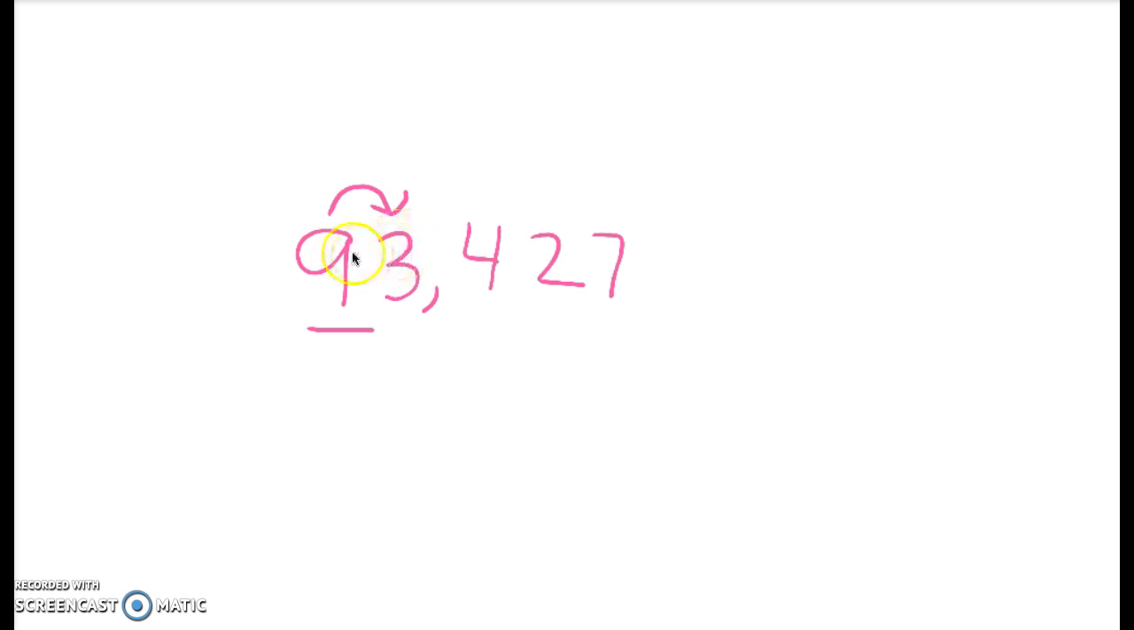So the 3 is 4 or less, so we're going to let that 9 rest, meaning that 93,427 is closer to being 90,000 than it is to being another 100,000, because that would be the next 10,000.